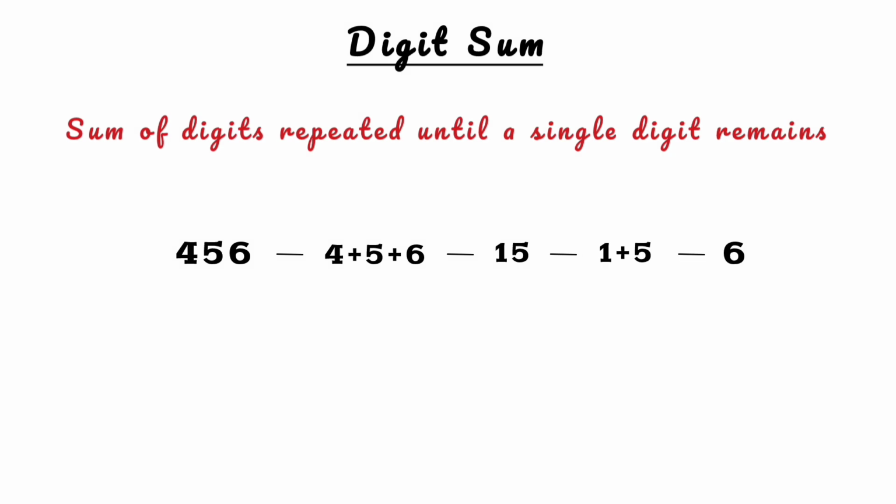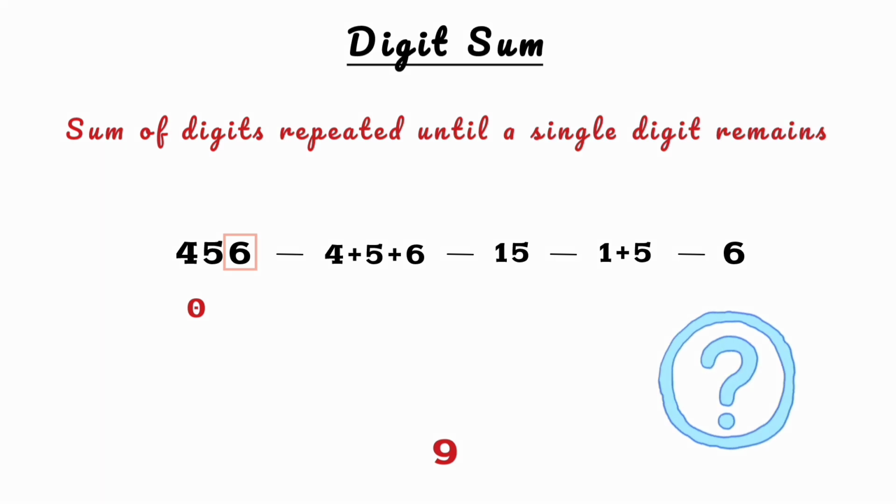To simplify it further, you can eliminate the terms when you get 9. Like 4 plus 5 is 9, so you can take it as 0 and then calculate the rest, directly giving 6. Now look at the questions where this can be applied.